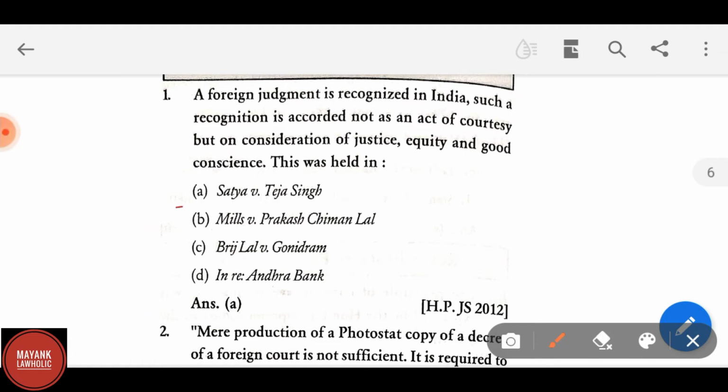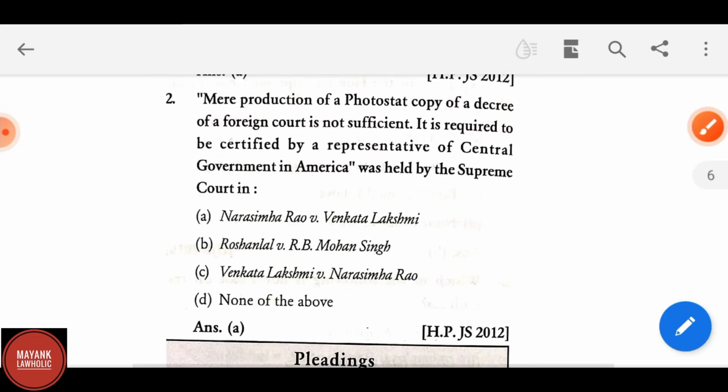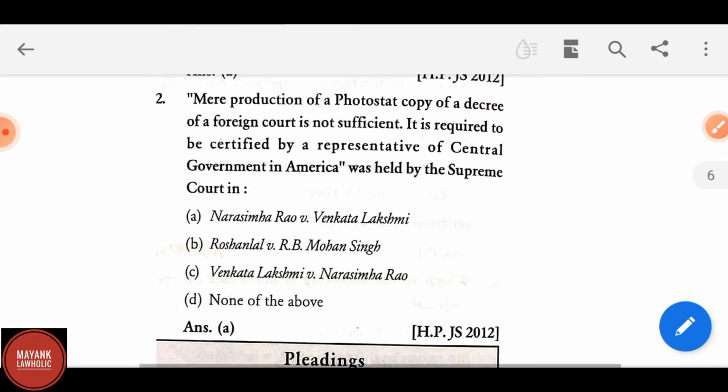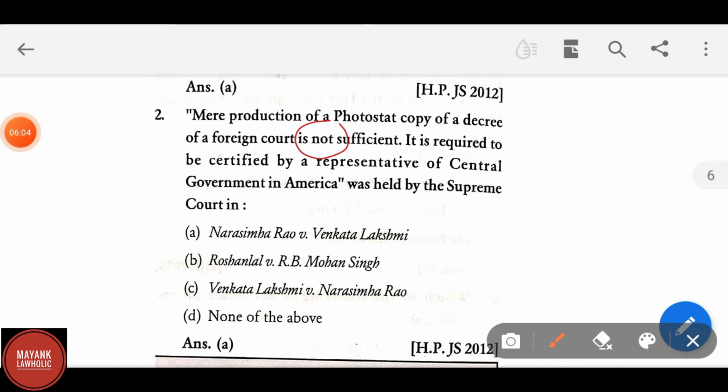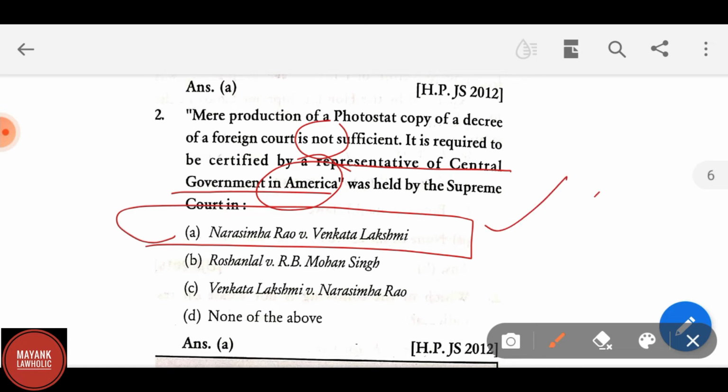This was held in the case of Satya versus Teja Singh. Mere production of a photostat copy of a decree of a foreign court is not sufficient. It is required to be certified by a representative of the central government in America. This was held by the Supreme Court in Y. Narasimha Rao versus Venkata Lakshmi. This is also an important question.